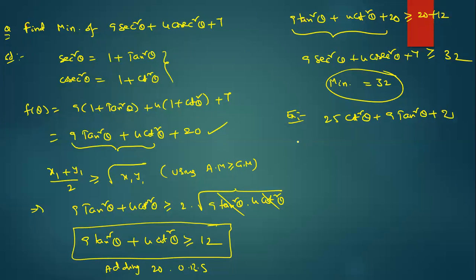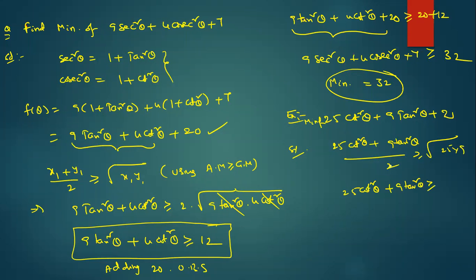What is the minimum, anyone? Minimum of this. In this case, this much process is not required. Why? Because directly both are reciprocal, dear students. Anyone? It is at least 2 times root of 25 into 9, both are cancelled. Root 25 is 5, root 9 is 3, so 5 into 3 is 15.